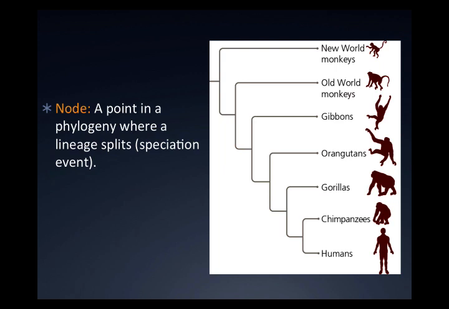Now, I mentioned this term before. Nodes are points in a phylogeny where a lineage splits. This is also known as a speciation event. In this class, we're going to discuss speciation events in depth, but for now, just know that speciation events result when populations become subdivided to the point where individuals in these two populations are no longer able to interbreed or exchange genes. In a phylogeny, this is depicted as one branch splitting into two.